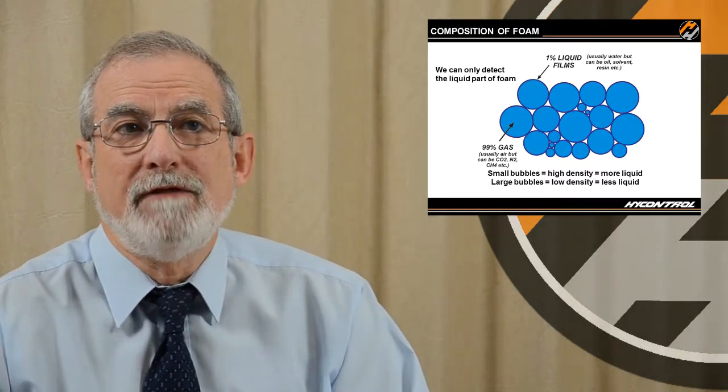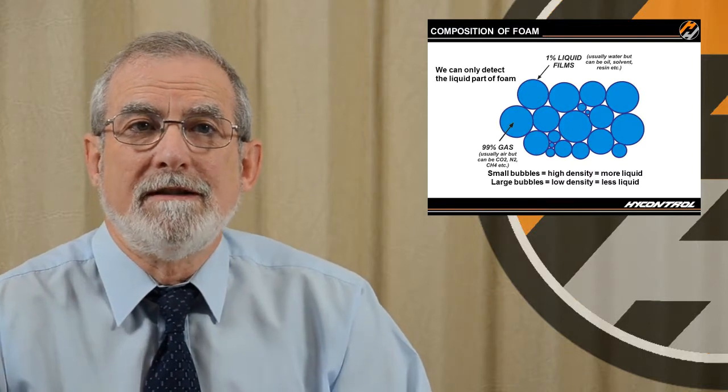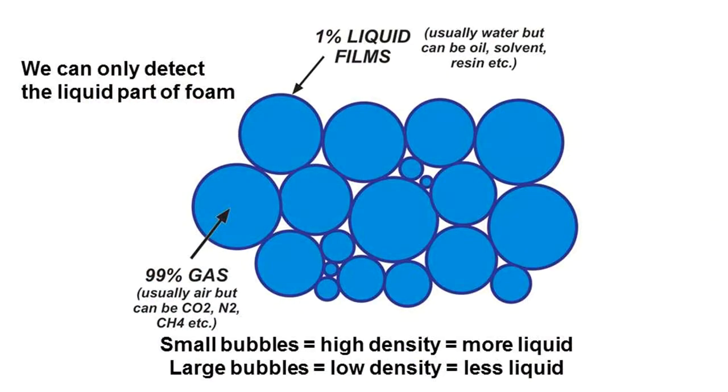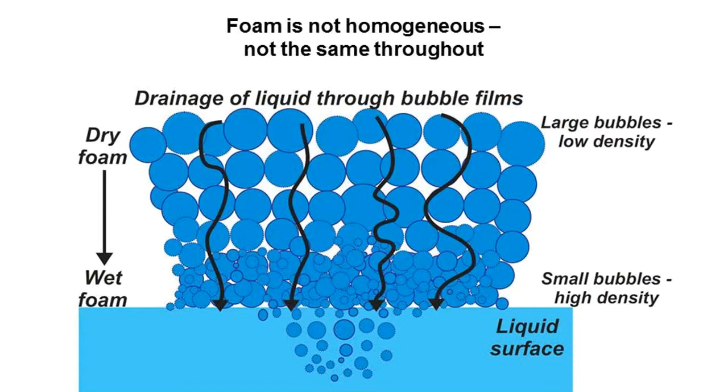It varies considerably, so the bubble size can make a big difference to the nature of the foam. Small bubbles means there's more liquid in there because there are more films of liquid, and large bubbles means there's less liquid. So depending on the size of the bubbles, you can have more or less liquid. So the very lightest foam has large bubbles with very little liquid in and is harder to detect. Interestingly, foam is a complex material, so it's not the same all the way through. When you look at it, it looks like it's just foam, but actually it varies considerably. There are dynamic processes in foam.